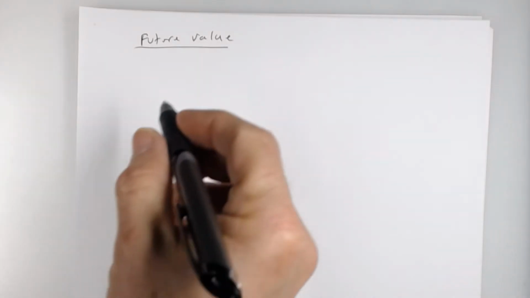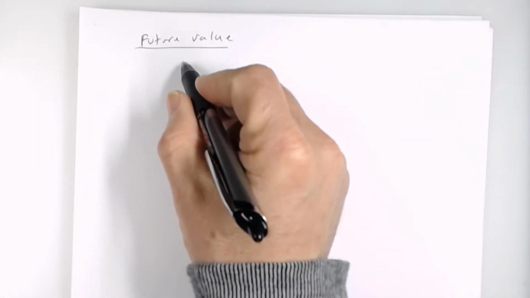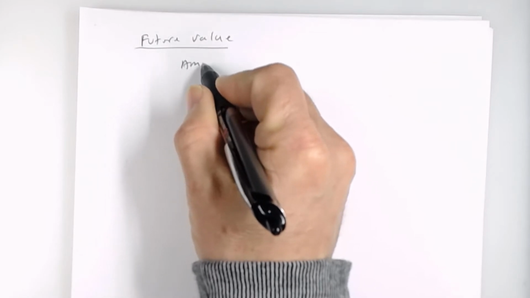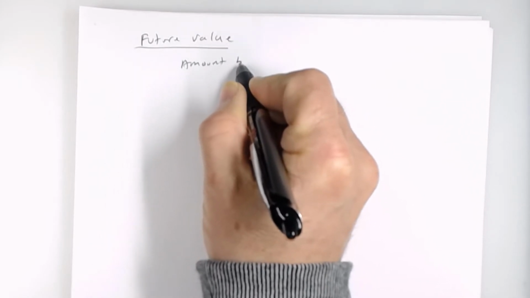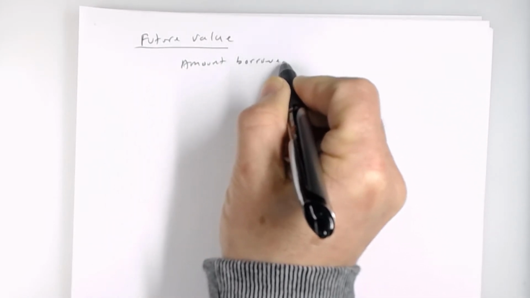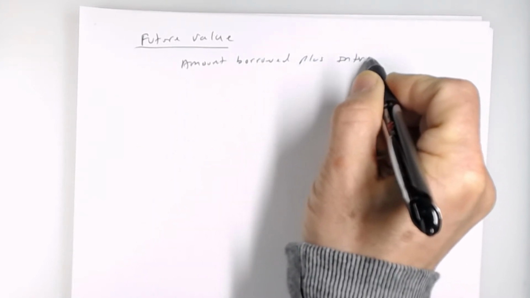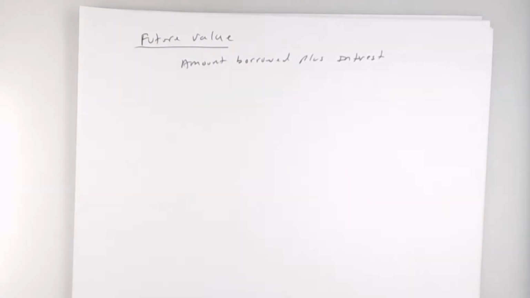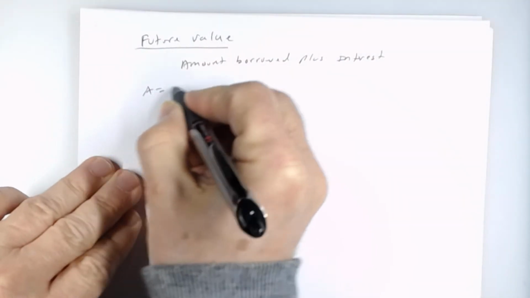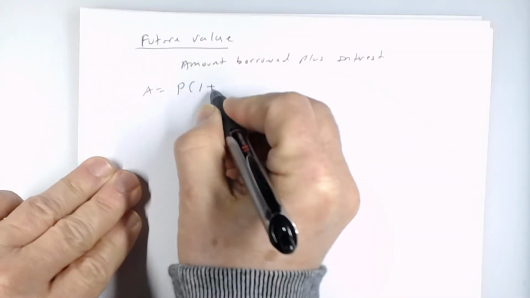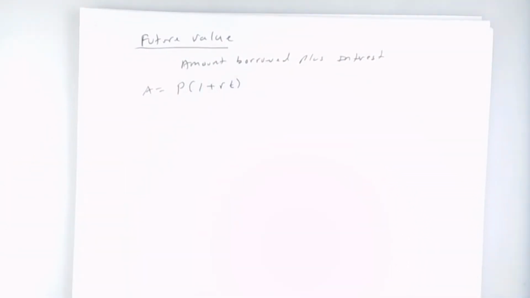All right, so the future value of a loan would be the amount you borrowed plus the interest. All right, so that's what we talked about last class period. Now remember the formula for future value is this: A equals P times 1 plus RT. And you have to use that on your test today.